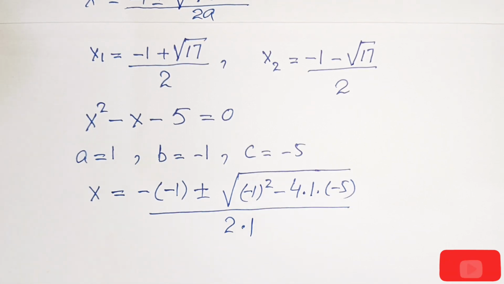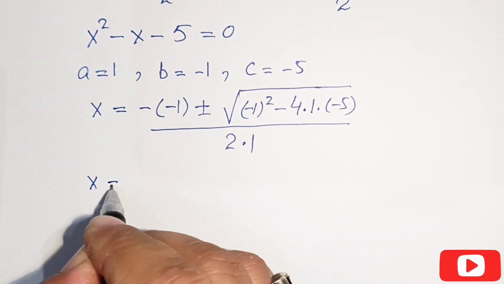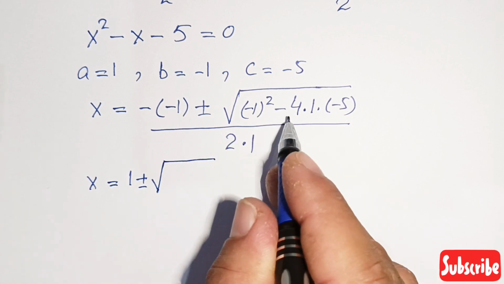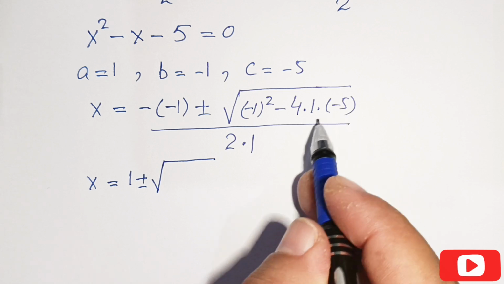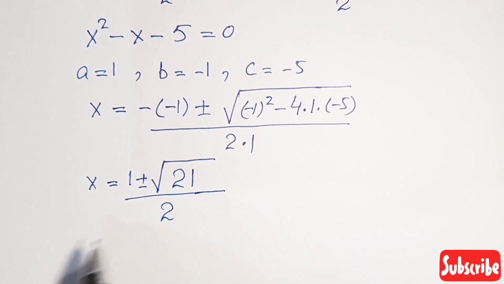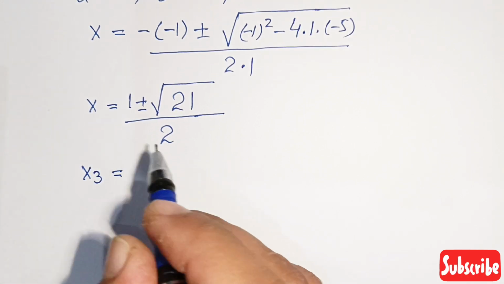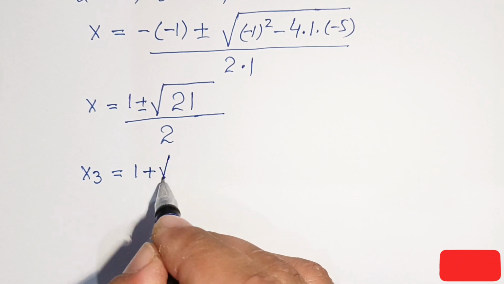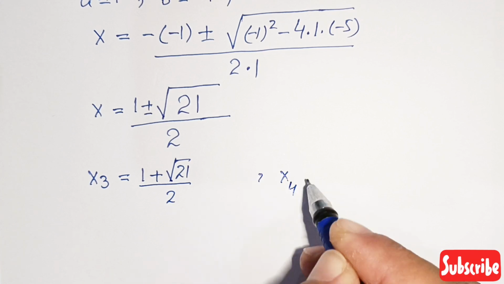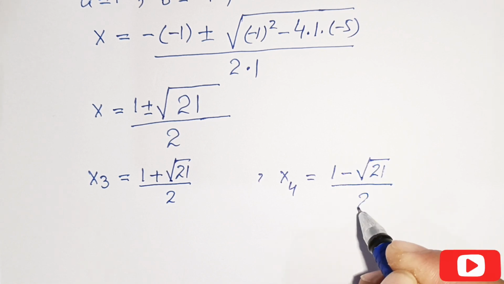Now our next step is x is equal to minus times minus is plus, 1 plus minus square root of 1 squared is 1, and minus times minus is plus, 4 times 5 is 20, so 20 plus 1 is 21, square root, all over 2. So here we have two values of x, which are x3 and x4. Now x3 is equal to 1 plus square root of 21 all over 2, and x4 is 1 minus square root of 21 all over 2.